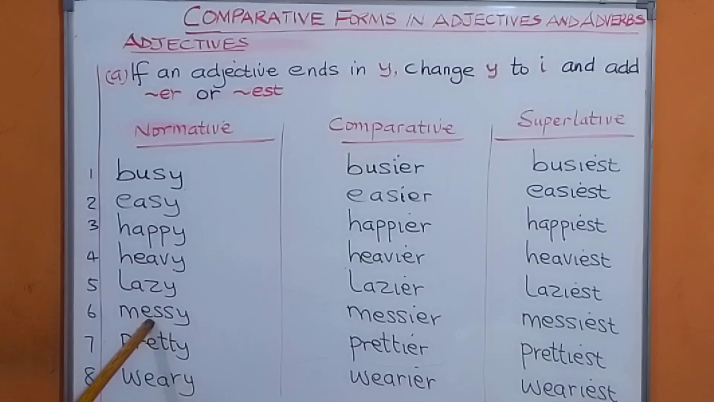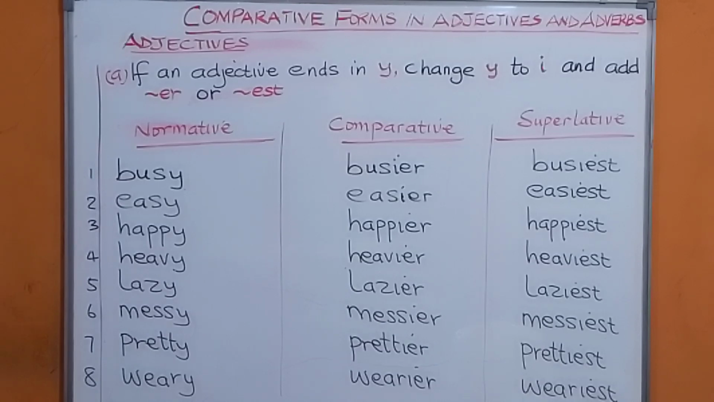Look at messy. Messy, messier, messiest. That is, you make something very dirty. Messy, messier, messiest. Look at number seven. Pretty, that girl is pretty. The other girl is prettier than the former one. That one is the prettiest. Prettier, prettiest. Weary, wearier, weariest.